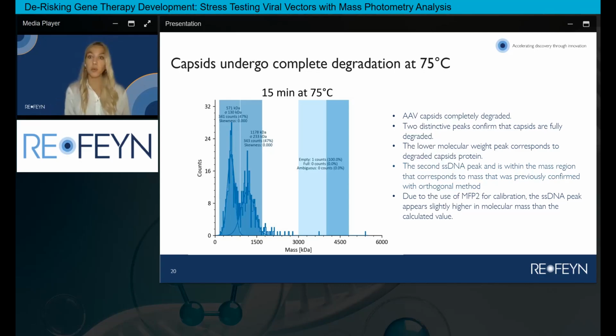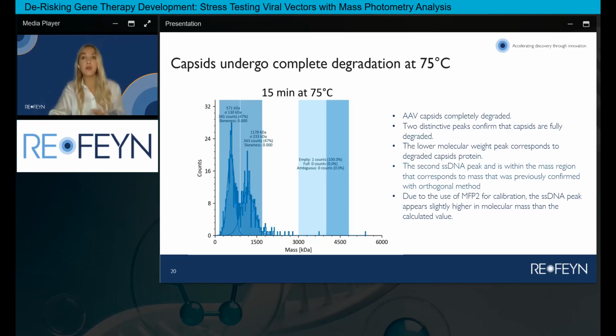So we know that the melting point of the AAV8 capsid is around 73 degrees, but we wanted to bring those AAV capsids to complete degradation, and they do undergo complete degradation at 75 degrees. So we can't see anything in the region where we are expecting our AAV capsids, but we certainly see two very distinct peaks.